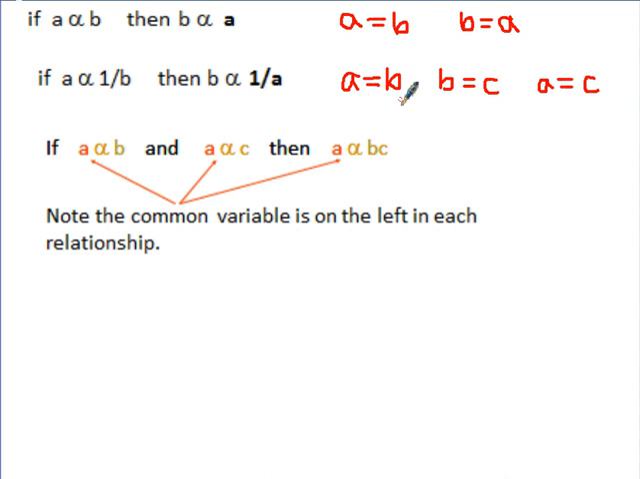Instead, if we want to find the relationship of A to C, we need to have a common variable. We use this kind of reflexive property to get the common variable on the left. And then that same common variable is proportional to the product of the two values on the right. I hope that works for you.